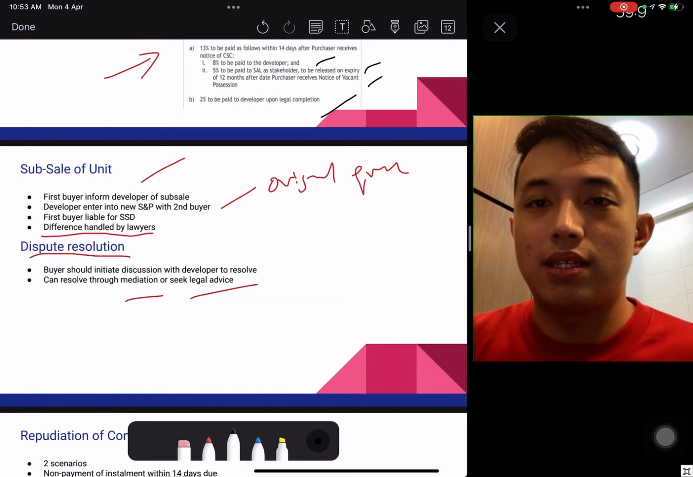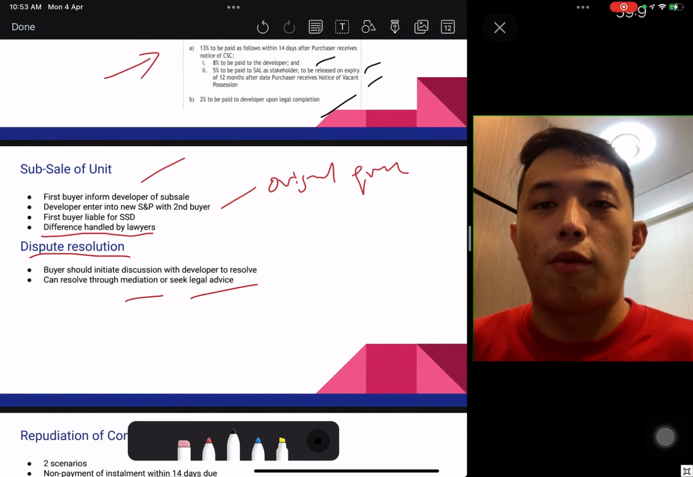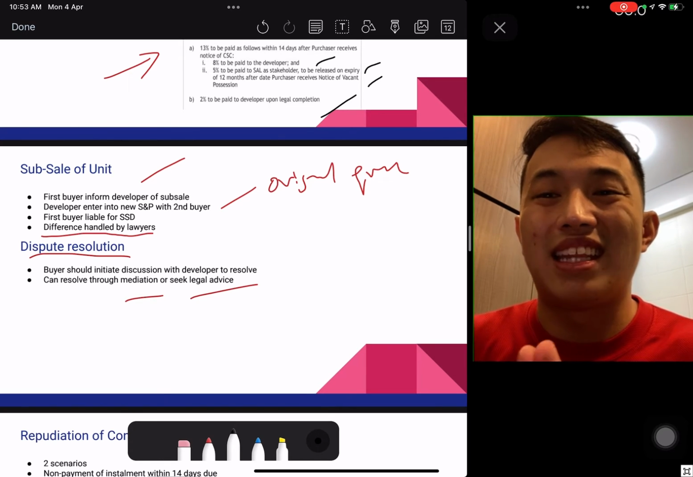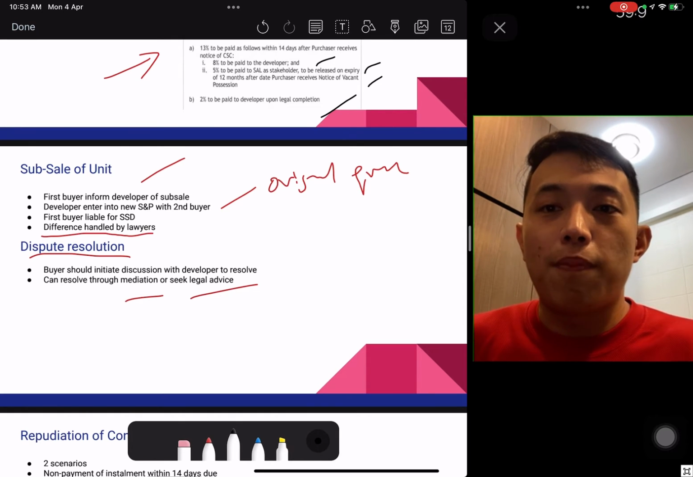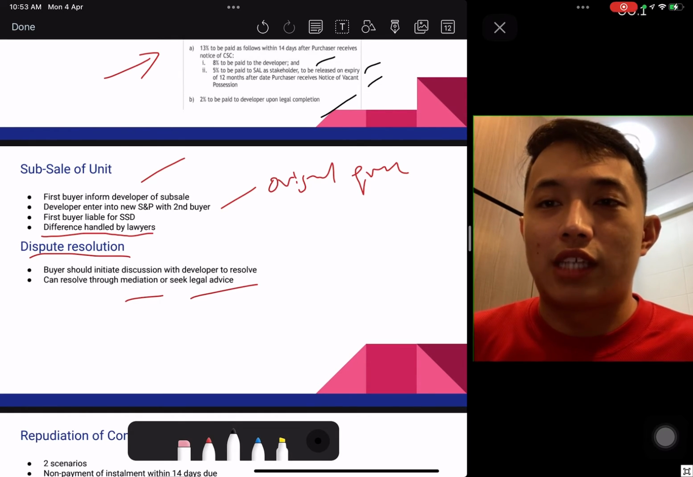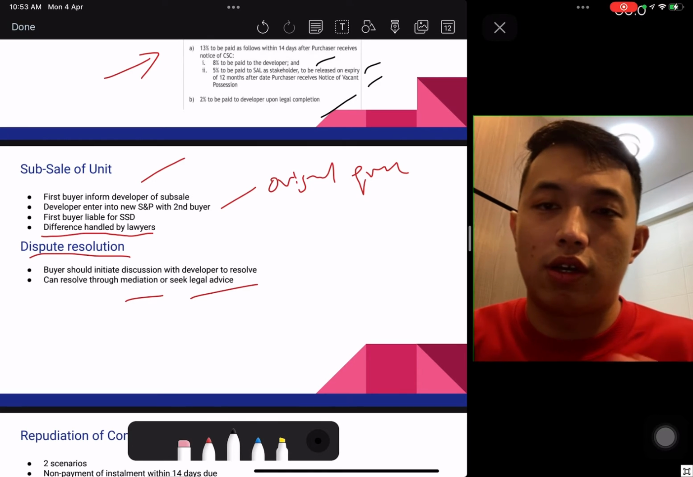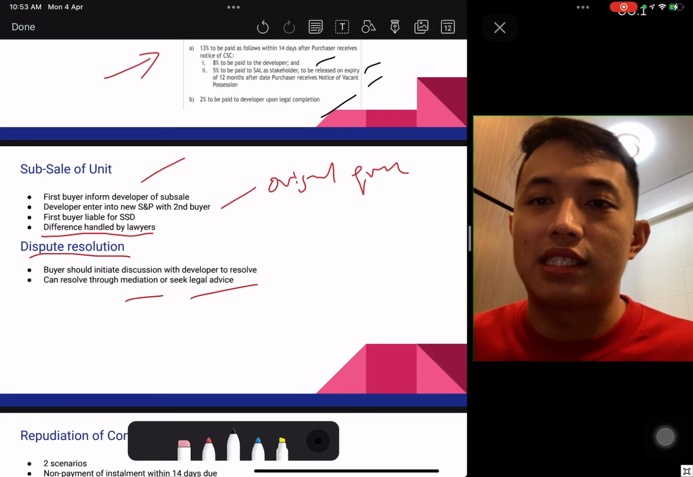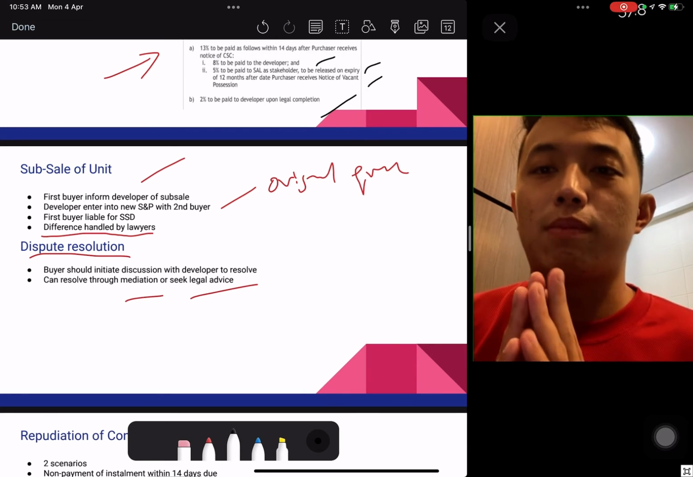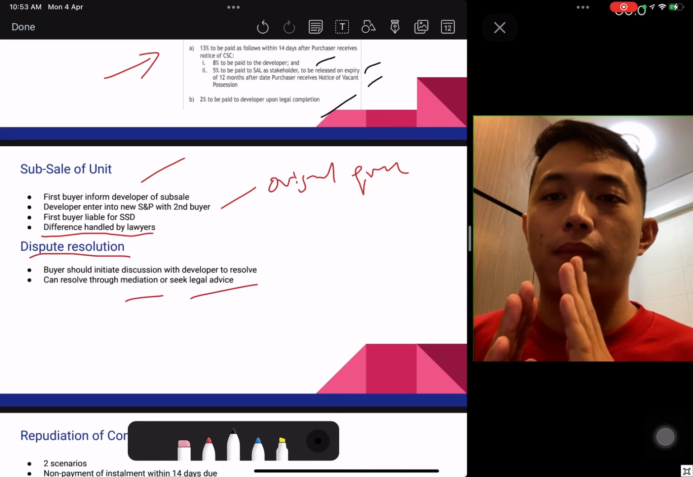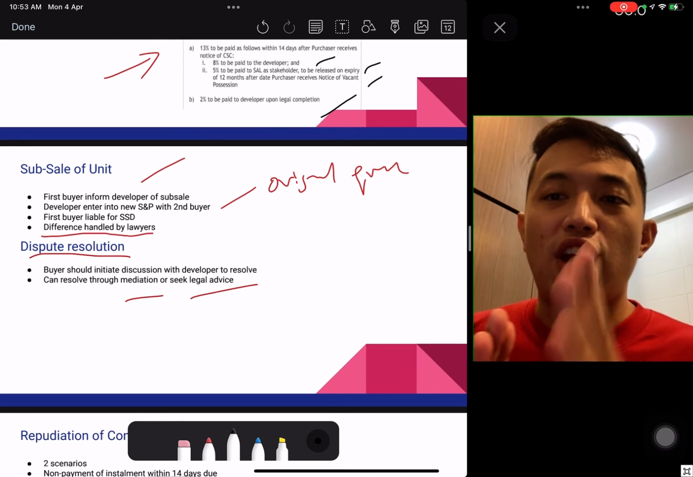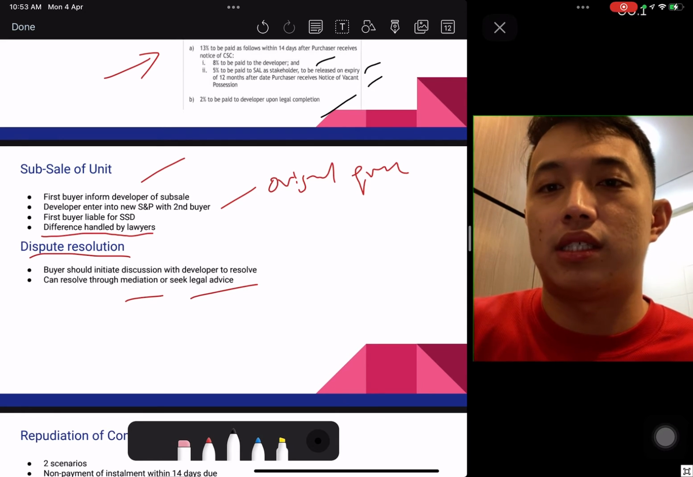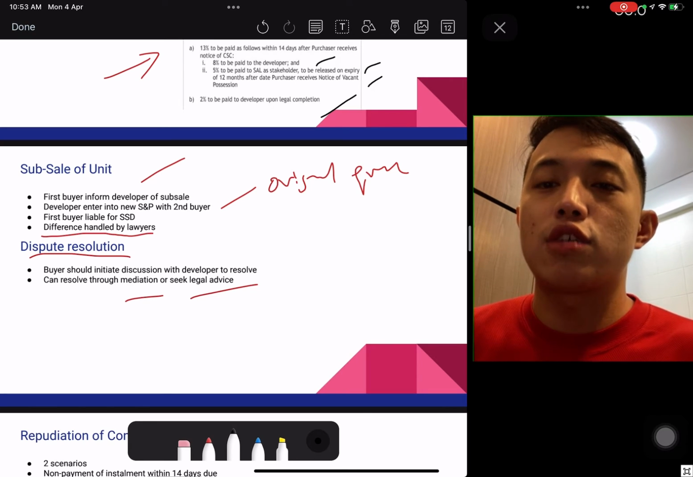Subsale of units means selling off the units before the completion of units. This can only be done under BUC, and the first buyer will have to inform the developer of the subsale. The developer will come with a new SPA to the second buyer with the original price agreed with the first buyer. The price differences agreed between the first buyer and second buyer will be done by the lawyers themselves. This is a lawyer 1 and lawyer 2 problem. The developer will still be doing the SPA with the second buyer with the original price. There will be no price changes. The differences will be done by the lawyers.